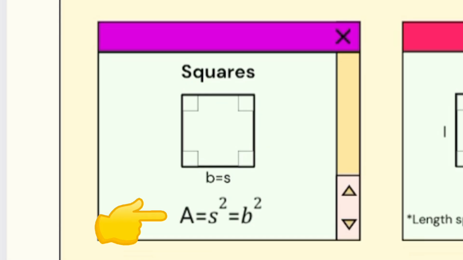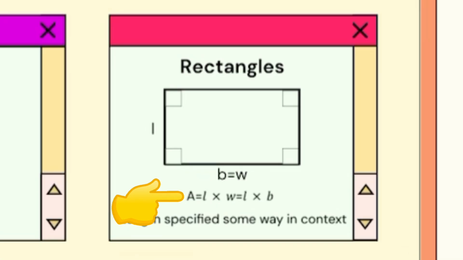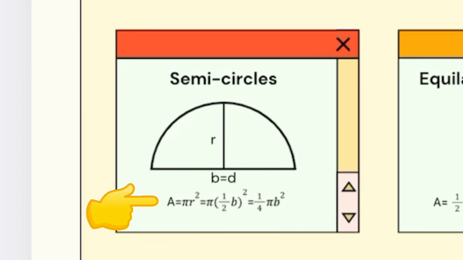First of all, squares, it's just base squared. Second, rectangles is base times length, and length is specified some way in context. So the length could be 3 times the base, or it could be 3, or whatever. Then the area of a semicircle, so this says the area is pi r squared, which translates to 1/4 pi times base squared. But since it's only half of a circle, it's half of that area. So it comes out to actually 1/8 pi base squared.